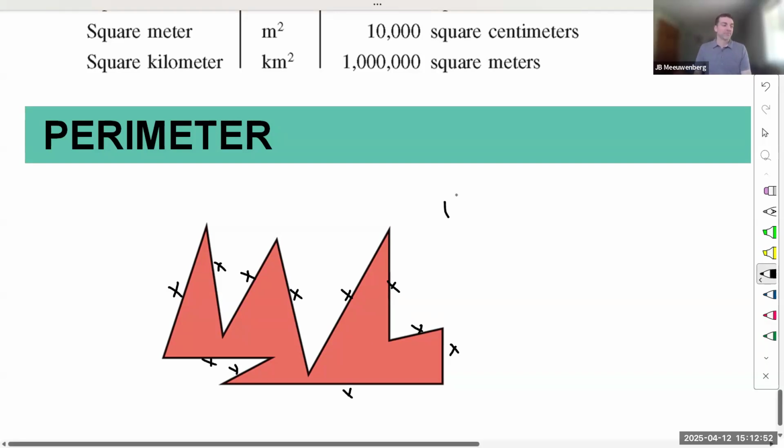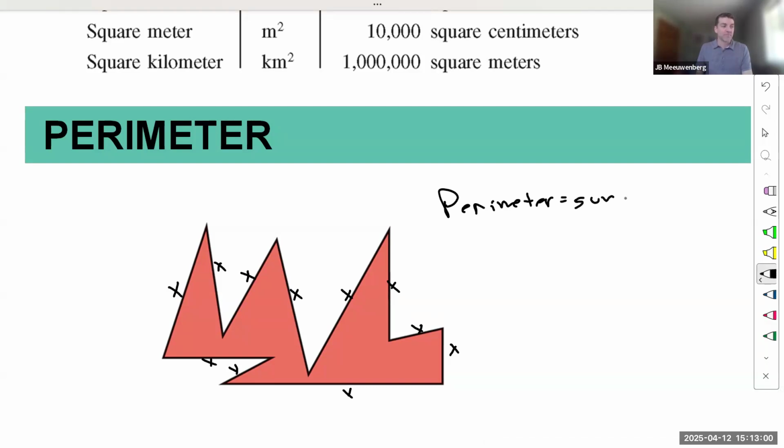So perimeter, if I can write, perimeter is equal to the sum of all sides. As long as it has at least 3 straight sides, then we can find its perimeter.